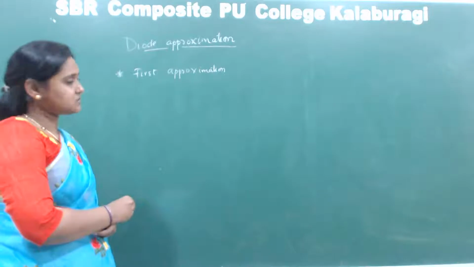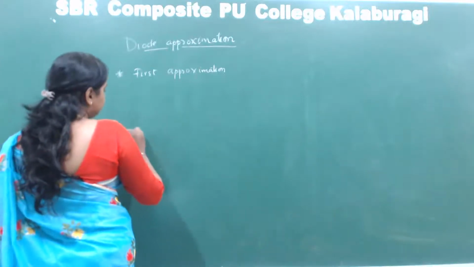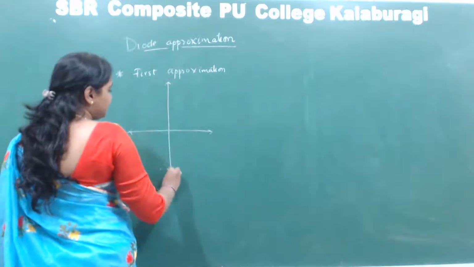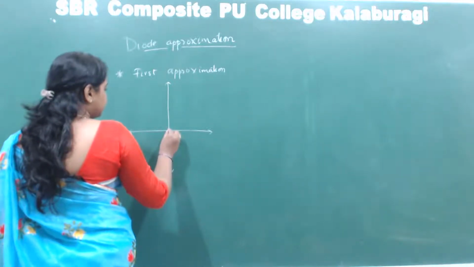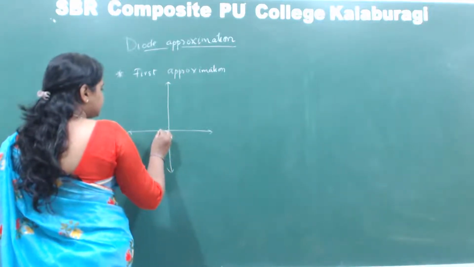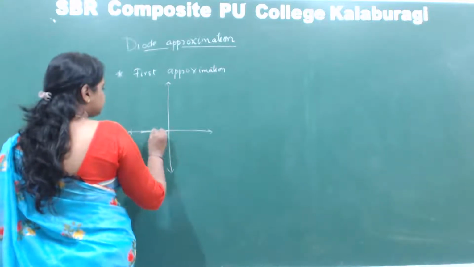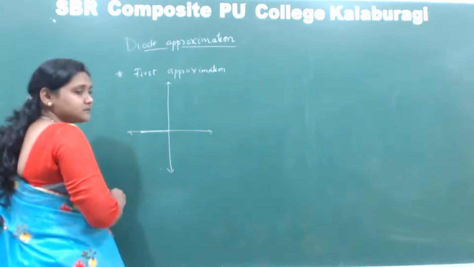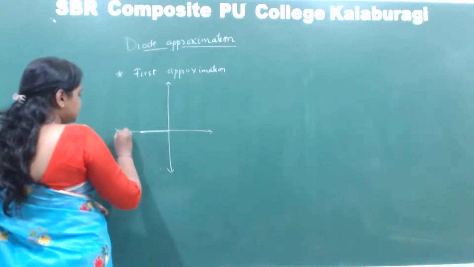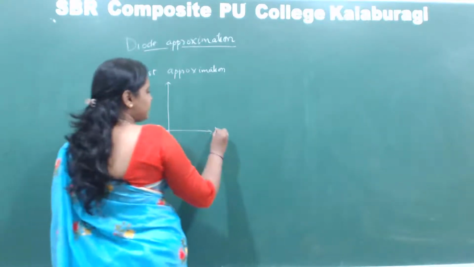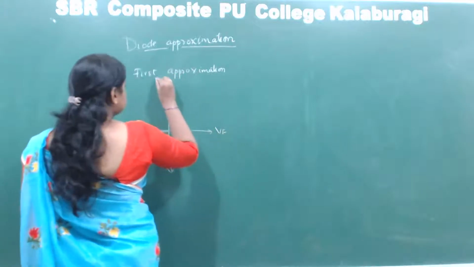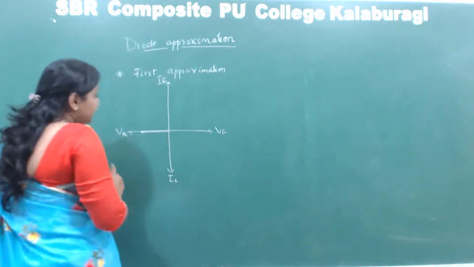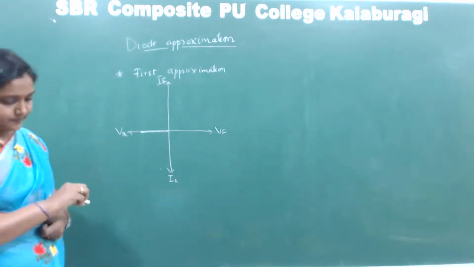First approximation. First of all, with respect to the VI characteristics, forward characteristics and reverse characteristics. In the reverse characteristics, it does not conduct. Here, this is reverse voltage, this is forward voltage, this is forward current, this is reverse current. So we are considering the ideal case.